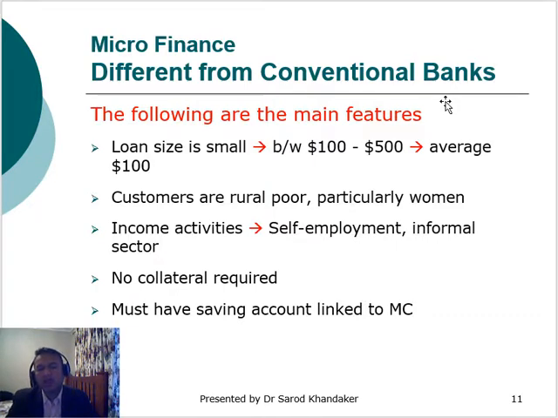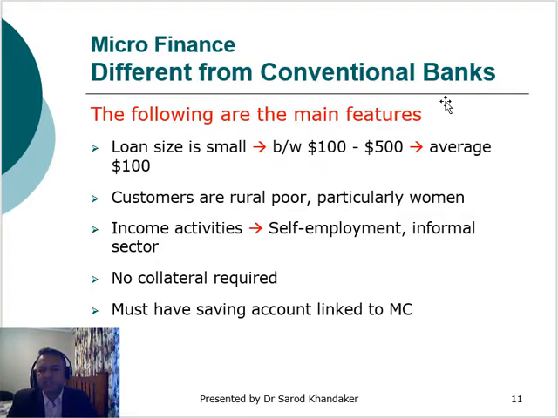So why is it so important? And what are the main differences between microfinance institutions and conventional banks? These are a few differences. Number one is the loan size. In microfinance, the loan size is quite small. It's between $100 and $500, and the average loan size is about $100.